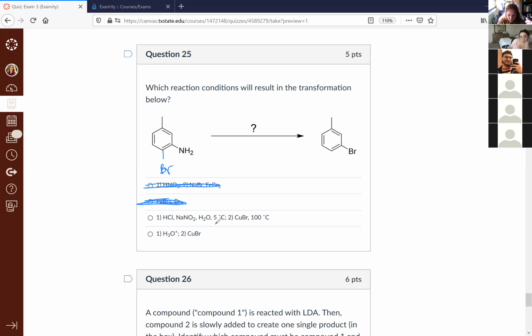HCl, sodium nitrite, water. This would give you nitrous acid. And then the bottom one just has aqueous acid. So even just that gives you the correct answer. If all you could remember about Sandmeyer was the CuBr, copper 1 bromide, that would narrow it down to options 3 and 4. And then you might be able to narrow it down if you compared aqueous acid to this. So always start by narrowing down your options.